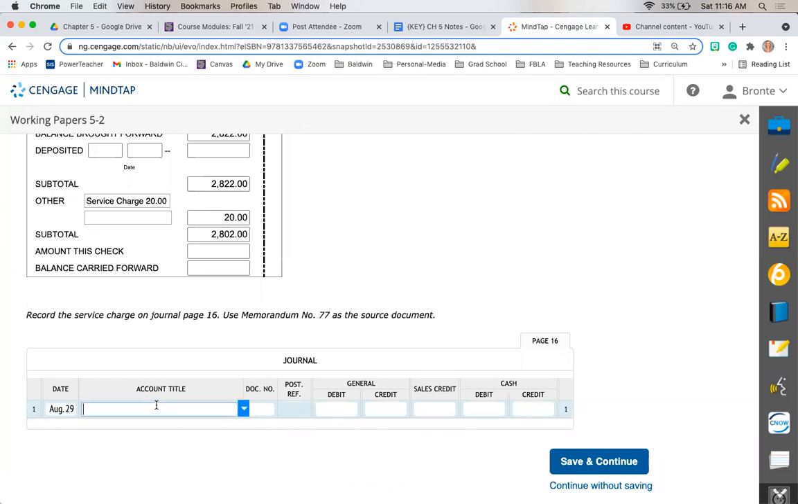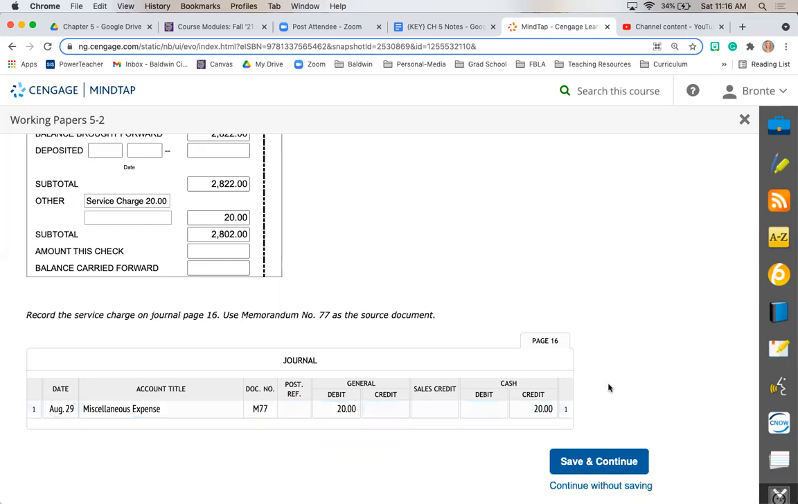Our account title is going to be miscellaneous expense. And that is always going to be the account used to journalize a bank service charge. Our doc number is going to be M77 for memorandum 77. Expense accounts have a normal debit balance. Our service charge was $20. And that is bringing our cash account down.